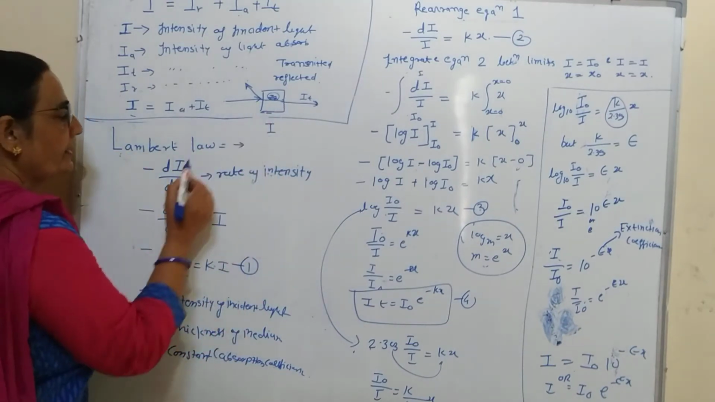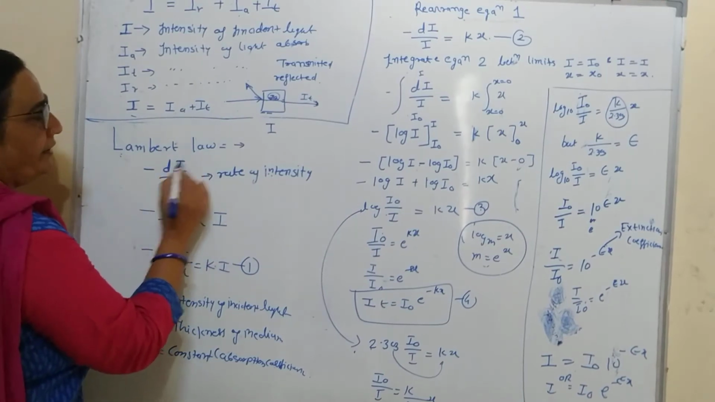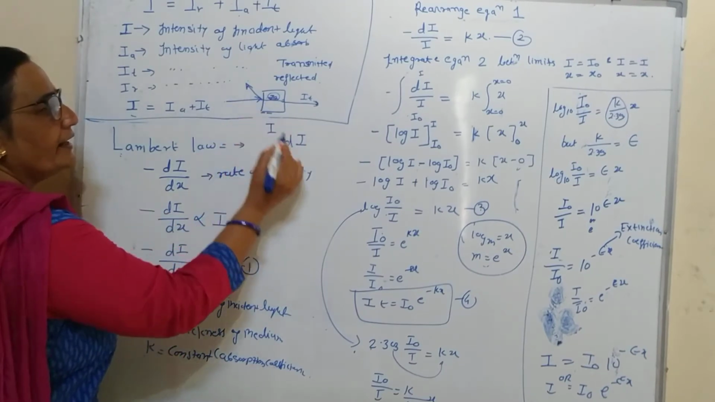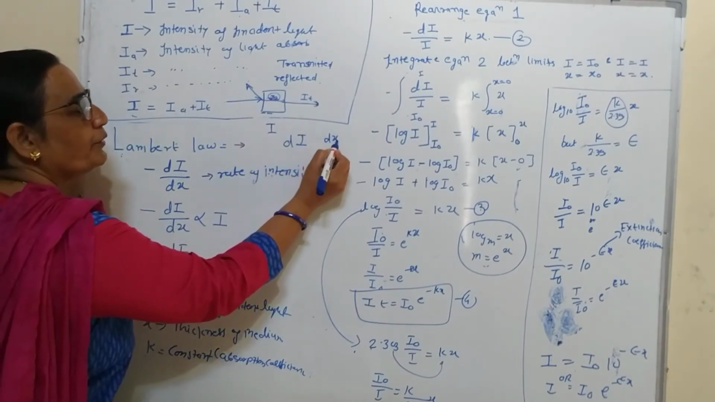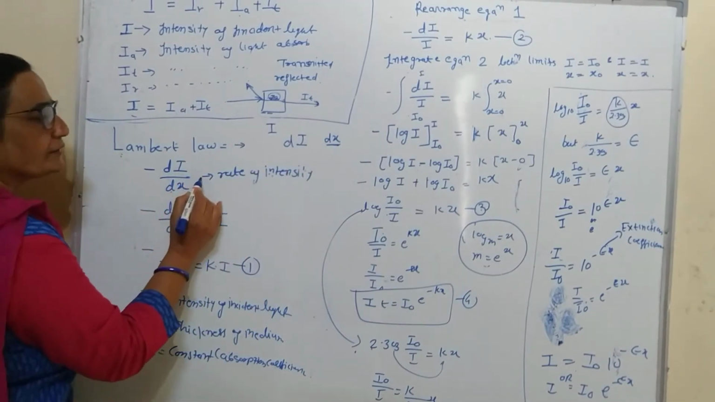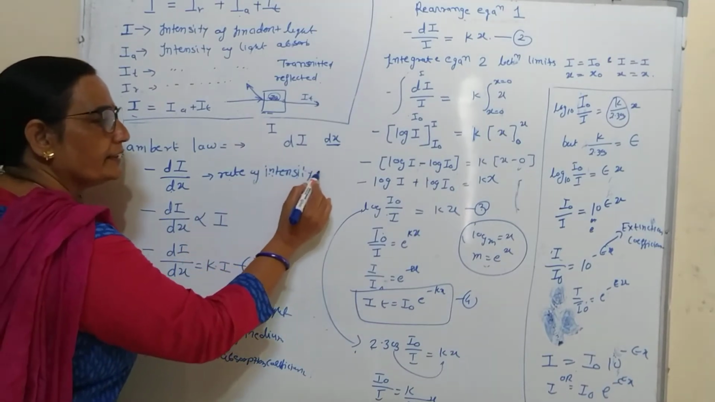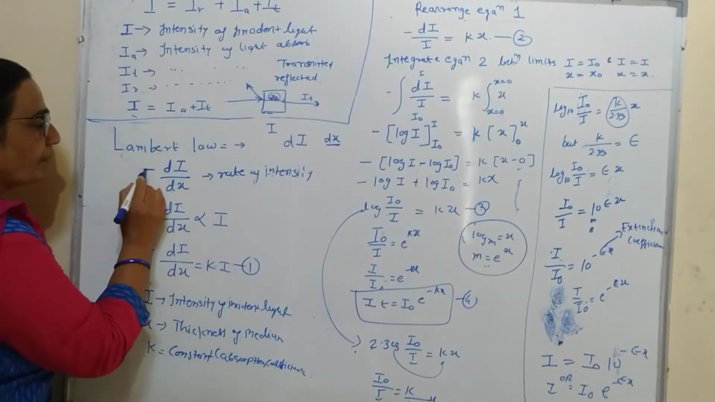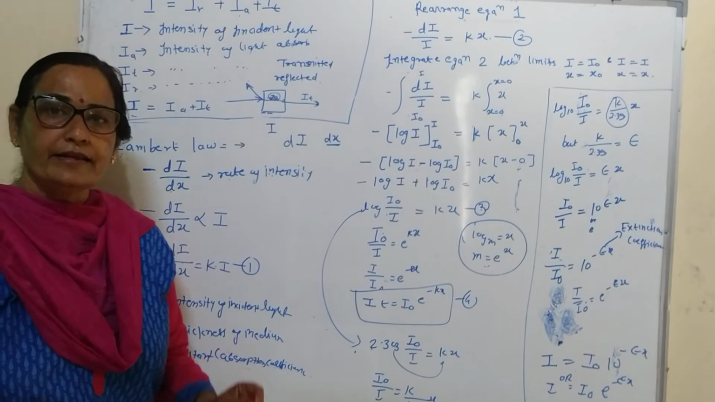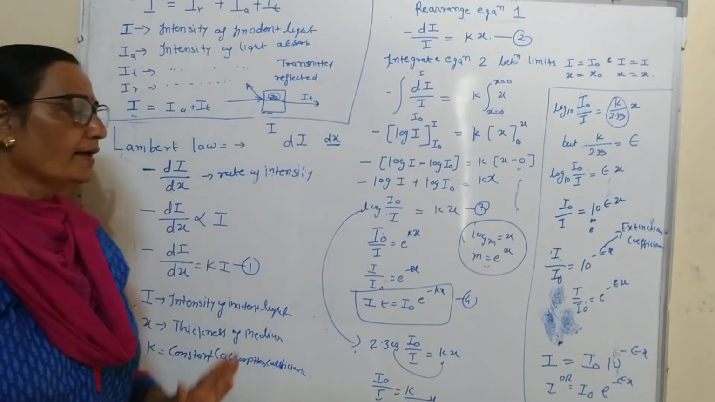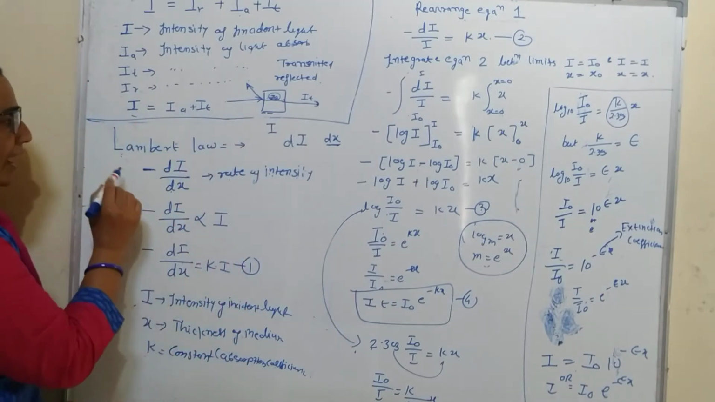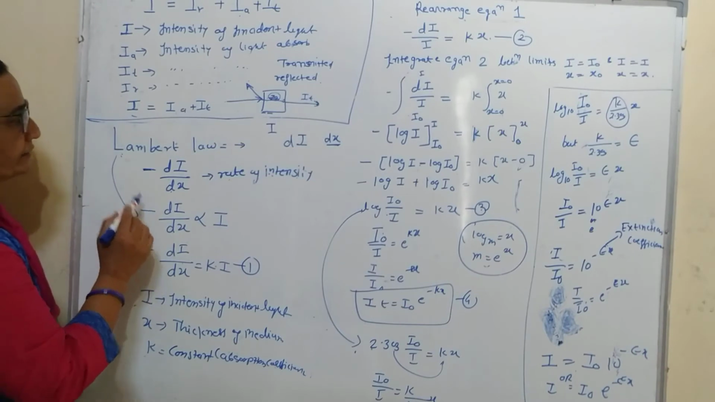So the intensity, suppose dI is the small part of an incident light that is absorbed by the small portion of the medium dx. Then dI by dx is called as rate of intensity of a light. And this minus sign, minus dI by dx, here minus sign represents the decrease in intensity of an incident light. So minus dI by dx is the rate of intensity, and this equation is the Lambert law.